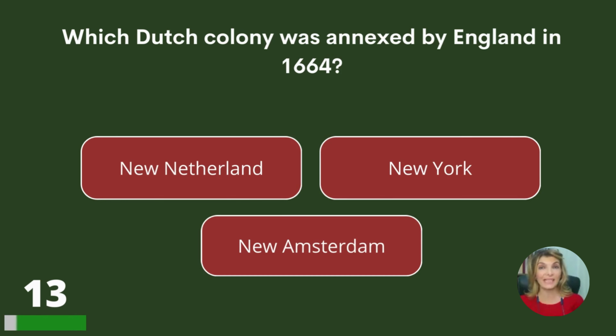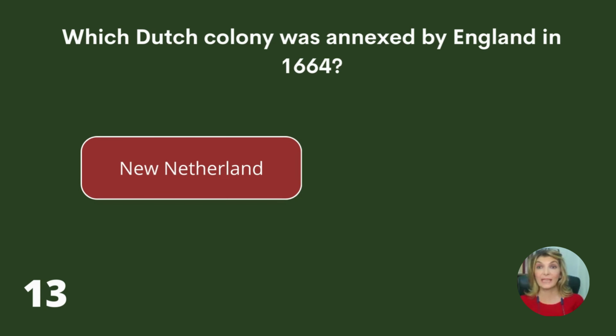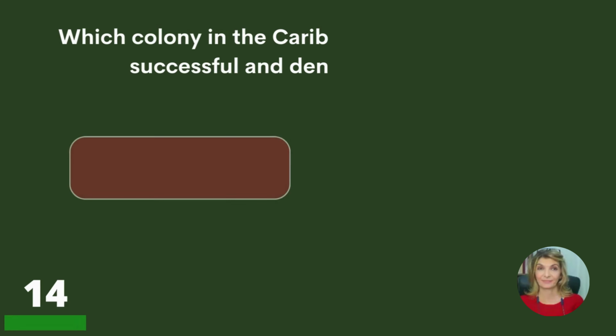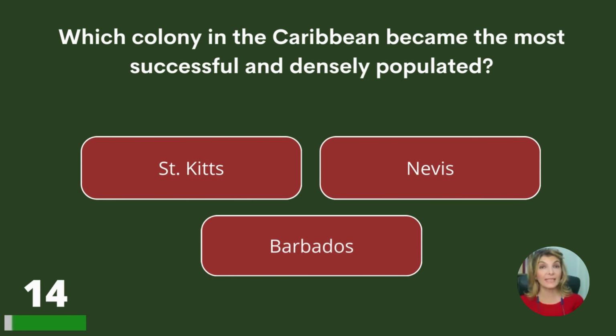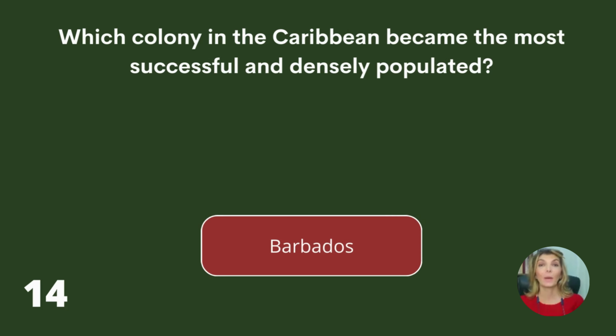Which Dutch colony was annexed by England in 1664? New Netherland, New York, or New Amsterdam? New Netherland. Which colony in the Caribbean became the most successful and densely populated? St. Kitts, Nevis, or Barbados? Barbados.